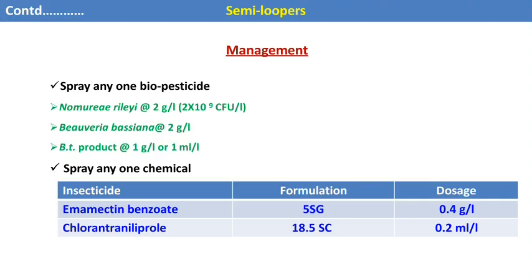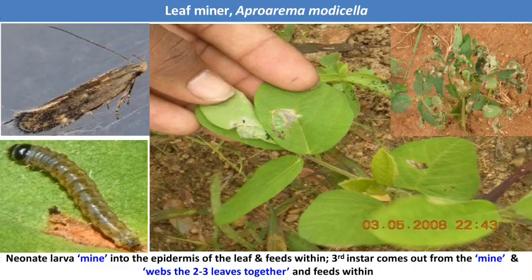For the management of semiloopers, Nomuraea rileyi, Beauveria bassana, and Bacillus thuringiensis are the different biopesticides we can use against the semilooper, and emamectin benzoate and chlorantraniliprole are the recommended chemical insecticides.